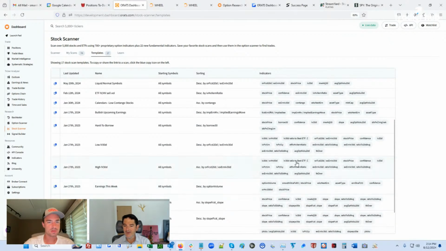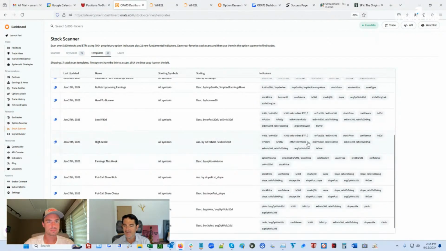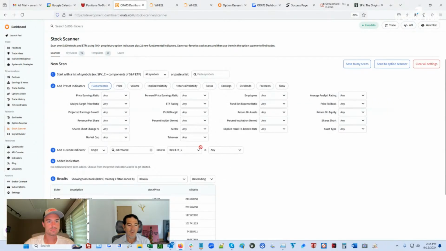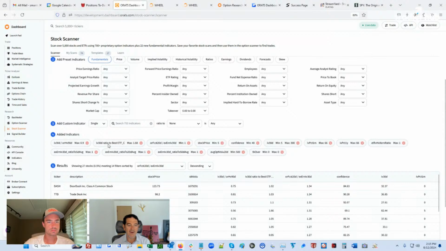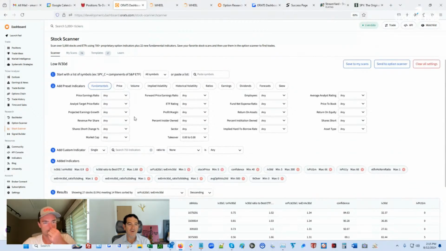Sure. Oh yeah, here's the IV ratio to the best ETF. So this is finding high volatility. So I'll search on _C. Yeah, so it's just these two. Okay. But if you want to find low or high volatility, what we did in this template. Template is something that everyone has when they log into the ORATS system. You'll see things like, what's the IV ratio to the best ETF? And so we'll look for outliers on that in order to find low or high implied volatilities.